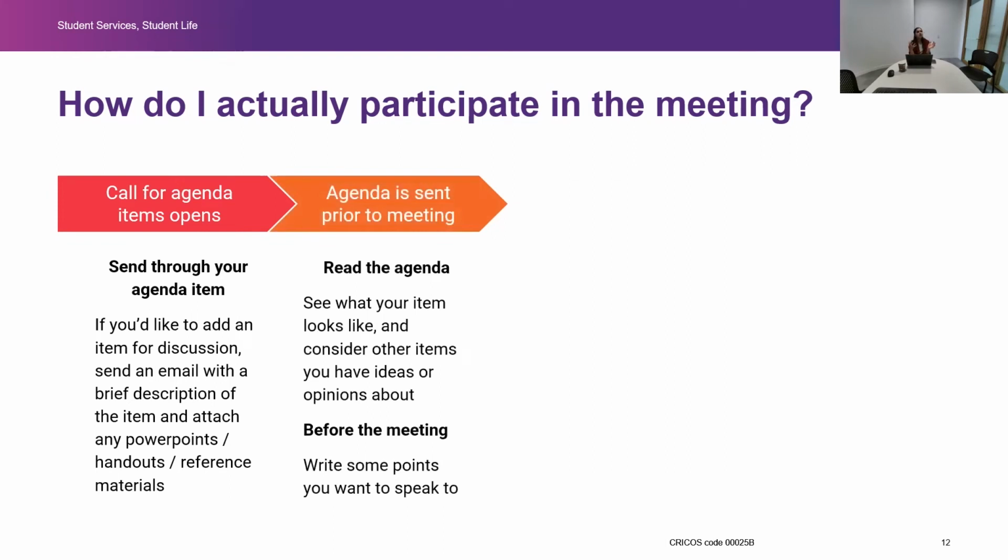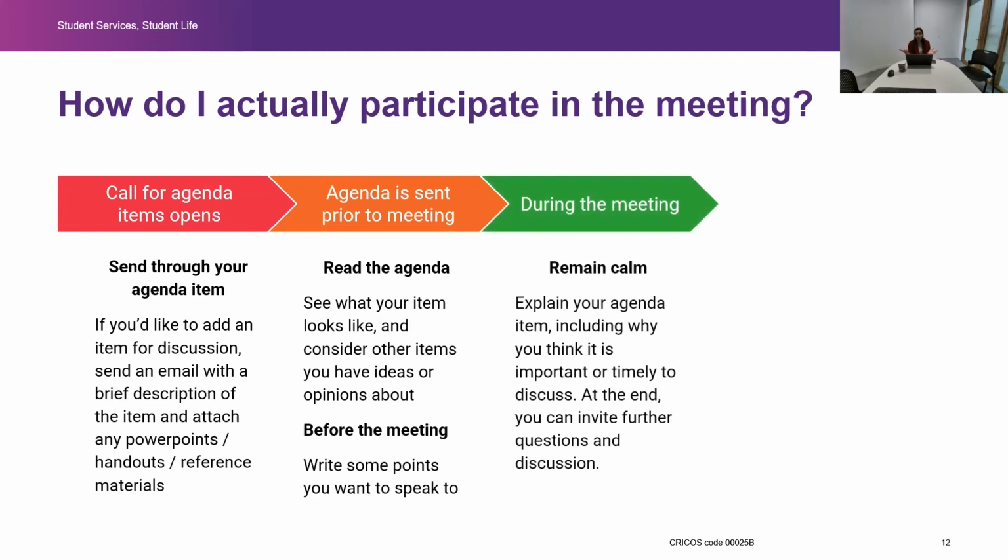Then the final agenda is created and sent by the secretary. So read through that and see what everybody else has got to talk about, see where your item has been put in the plan for the meeting. And yeah, be prepared, write some points that you want to speak to or questions that you might want to ask, so that when you rock up at the meeting, which is the next part, you have got something to say and you know that you've done your work and you can participate effectively.